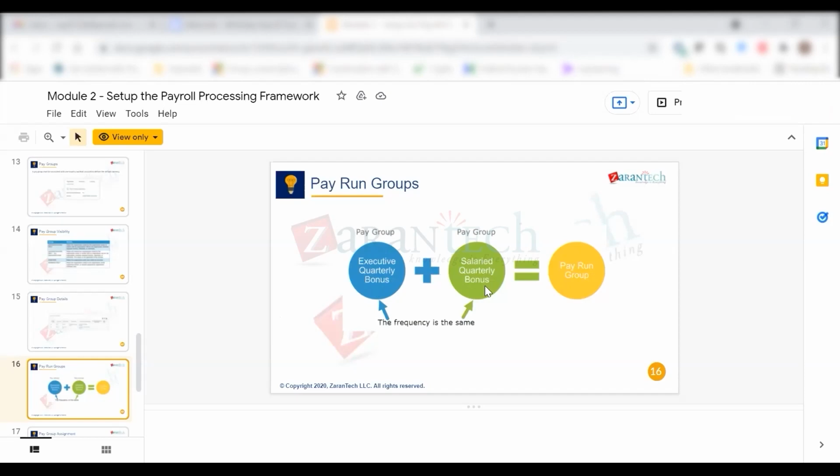So instead of processing one pay group at a time, why I not group them together into one pay group and call that one pay run group as quarterly bonus pay run group, which means that when I am running my process, instead of running that twice, I can just pick pay run group and run that process. So in one process run, I am able to kickstart pay run for two pay groups. How I do that?